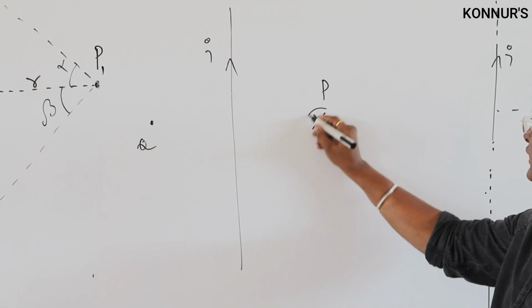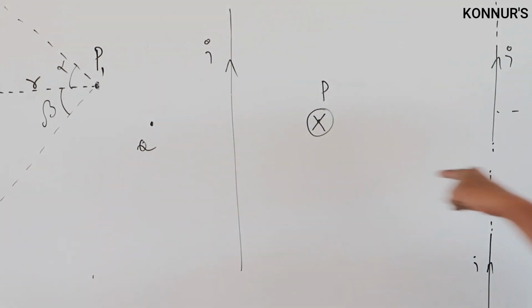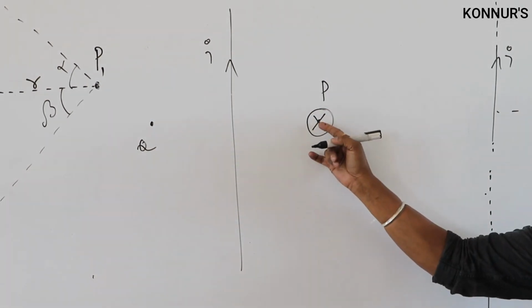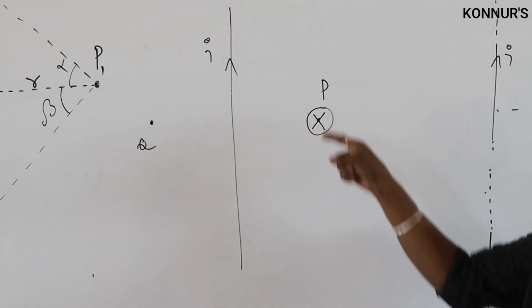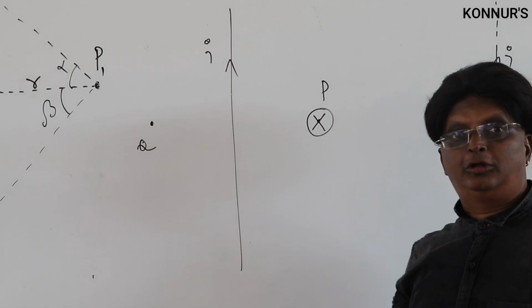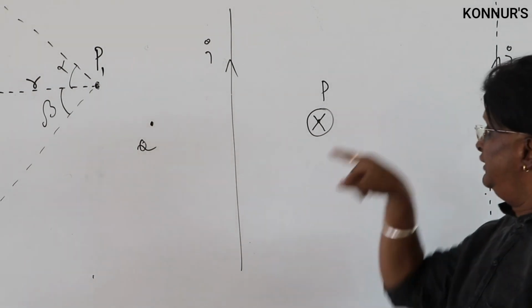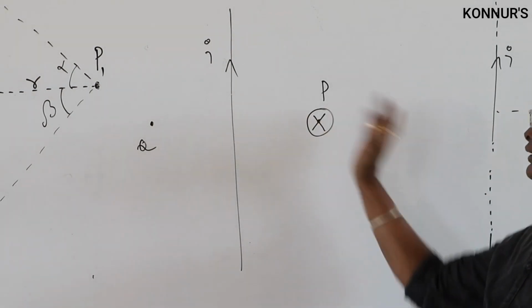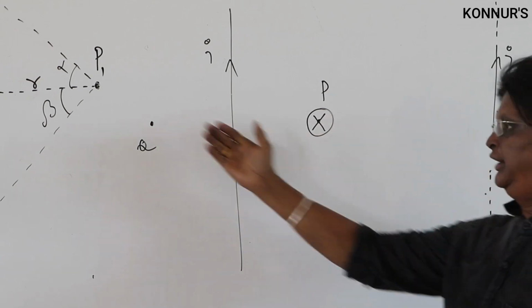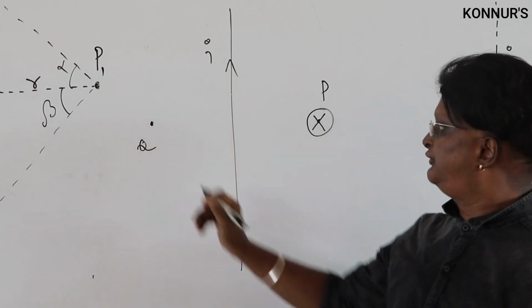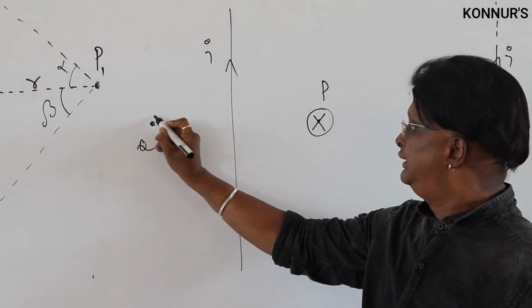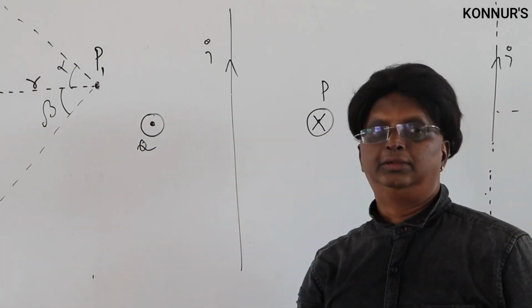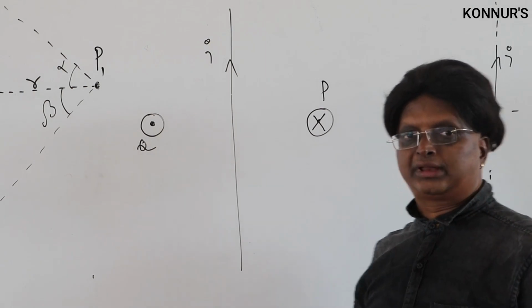Into, therefore I am writing it as a cross. So this is inward. This representation shows B is inwards. When it is inwards, and we know that magnetic field lines are always closed curves, if it enters on your right hand side, it should leave the surface from your left hand side. Therefore here it is directed outward. So these are the two symbols we are writing.